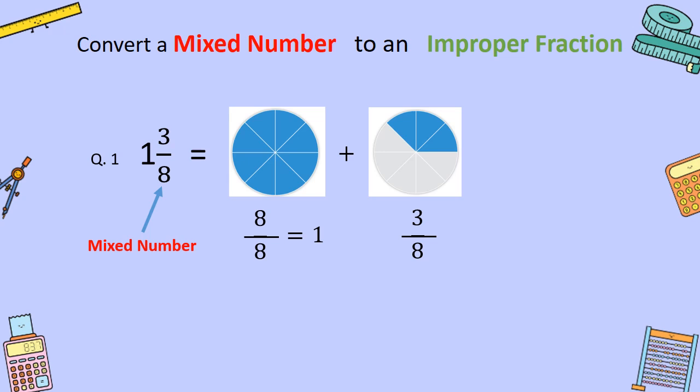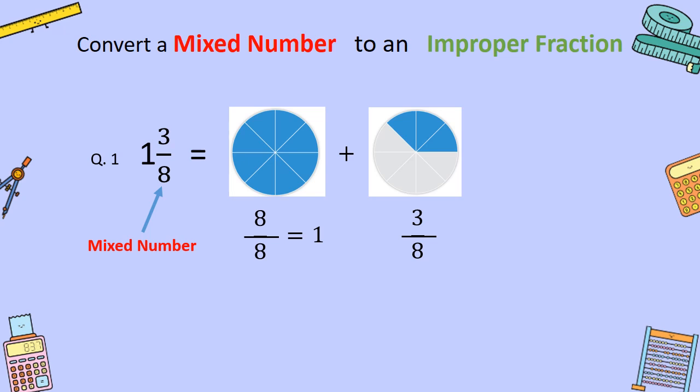So here for 1 whole, we use 8 by 8 because in the proper fraction we have 3 by 8, and we know the denominator always represents the total number of parts in a fraction, which means here the total number of parts is 8, and that is why one whole fraction will mean 8 by 8. So now we are converting a mixed number to an improper fraction, and we know that in an improper fraction you don't have a whole number.